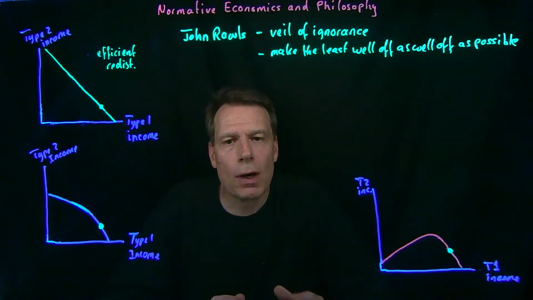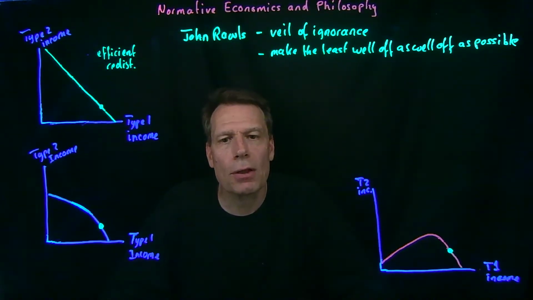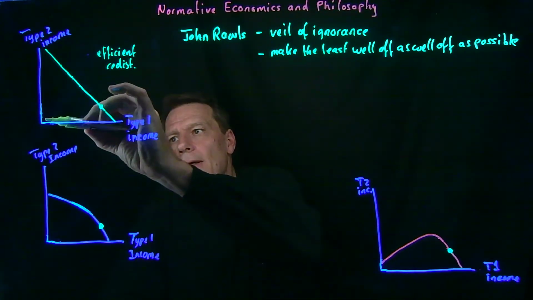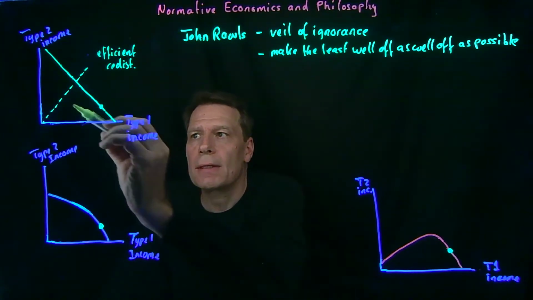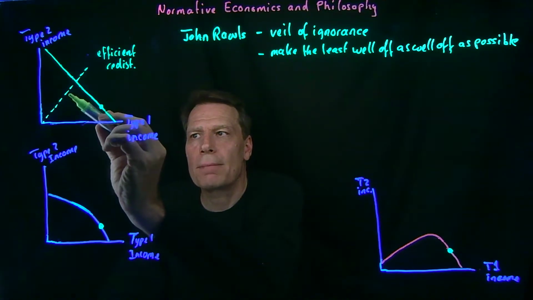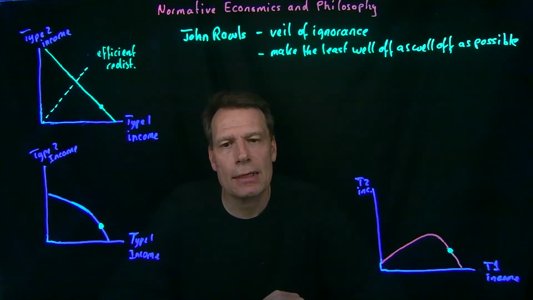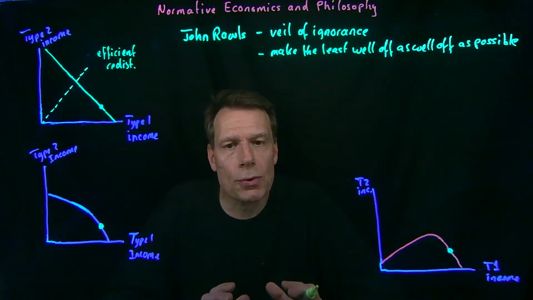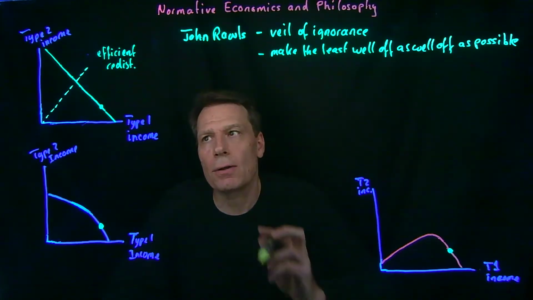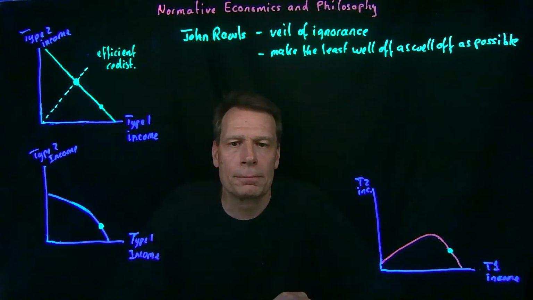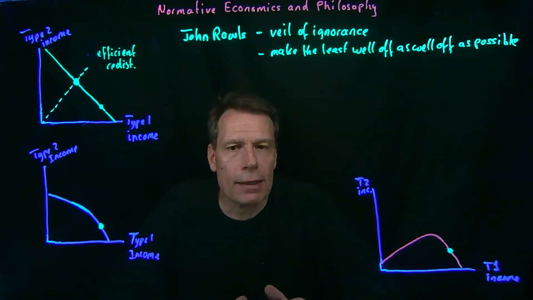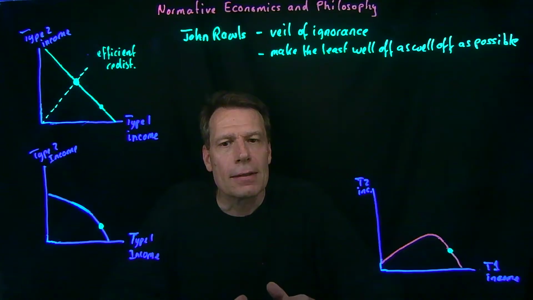Now, complete equality in these pictures emerges along the 45-degree line. If we put a 45-degree line into this picture, then along that line, the income for type 2 people is exactly the same as the income for type 1 people. So if we were to choose a point of complete equality along this social possibilities curve, it would be this point right here. Now we can check, does this in fact satisfy Rawls's criterion?